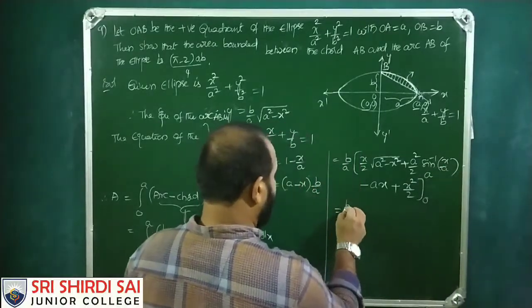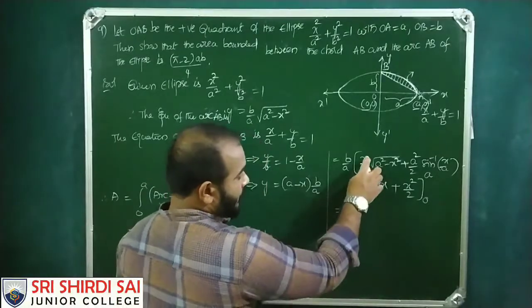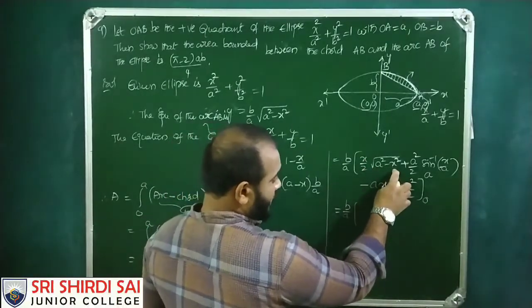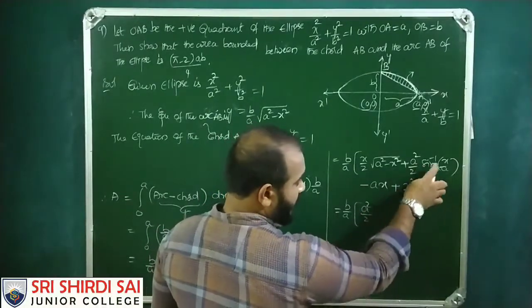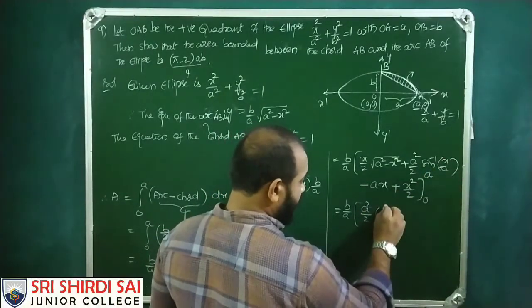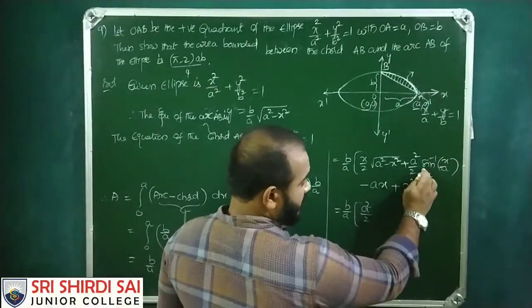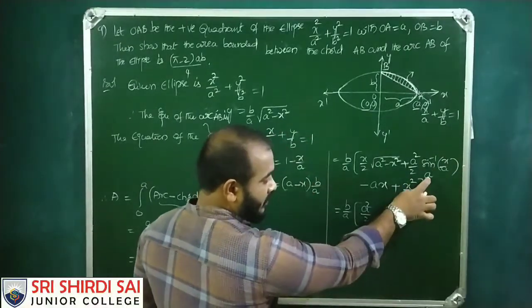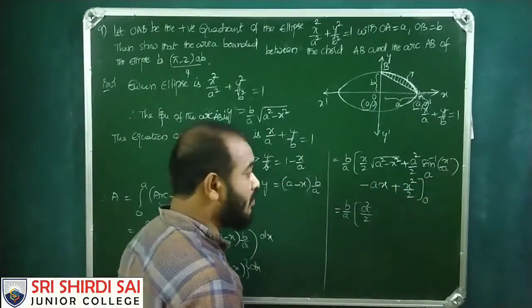This is equal to b by a. Substitute the upper limit. So a by 2 root of a square minus a square, which is 0. Then a square by 2 sine inverse a by a. In the place of x, substitute a. a by a is 1, and sine inverse 1 is pi by 2.